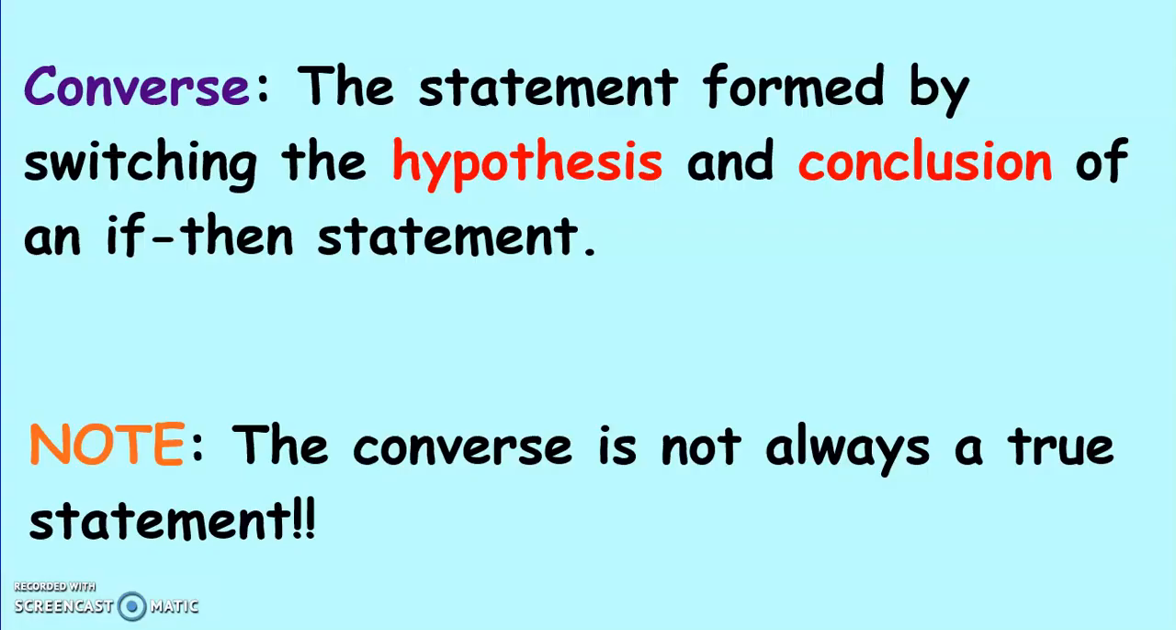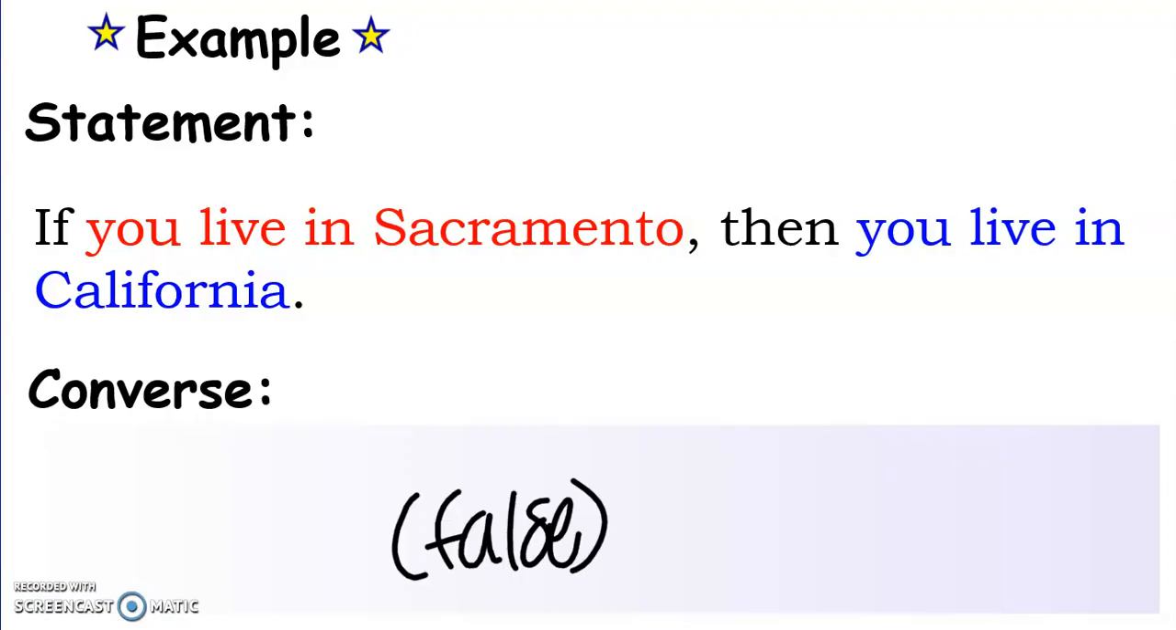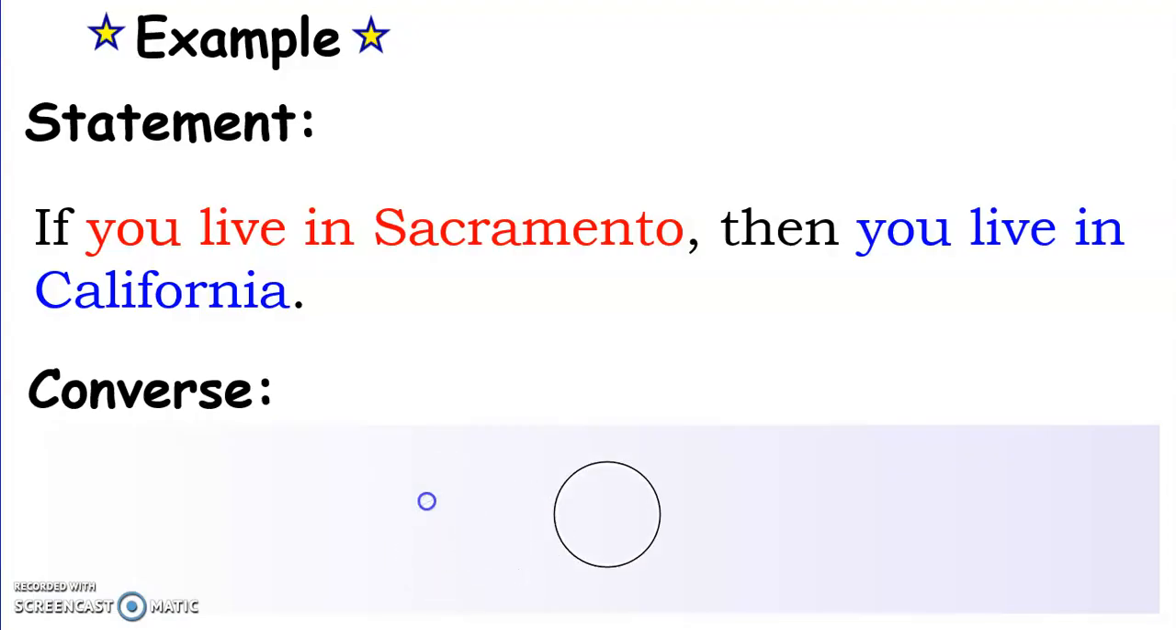A converse is a statement formed by switching the hypothesis and conclusion of an if-then statement. Remember, the hypothesis comes after the if, the conclusion comes after the then. Now, the converse is not always a true statement. For example, if you live in Sacramento, then you live in California.